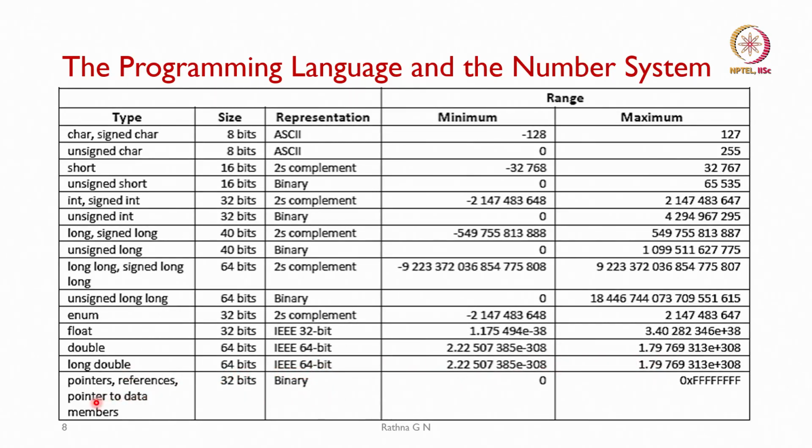And like any other processor, you have pointers, references, and pointers to data members. Everything is going to be 32 bits in this, in binary format, from 0 to, as you will see, in hex 0xFFFFFFFF basically.